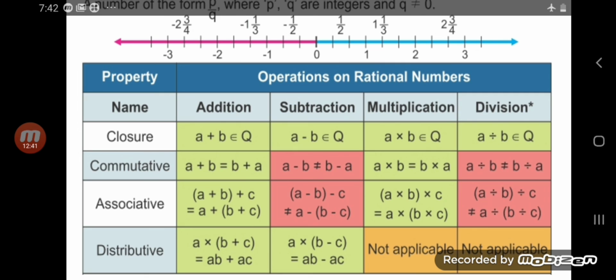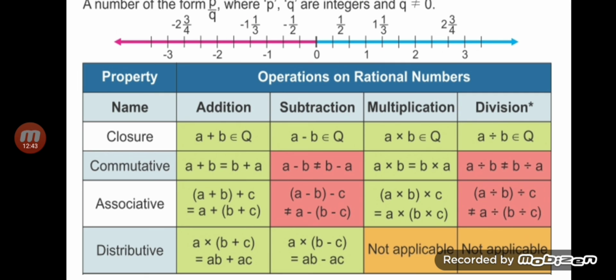Next we have a table here where you can remember the properties easily. Closure property: A plus B belongs to Q, A minus B belongs to Q, A into B belongs to Q, A divided by B belongs to Q. That is the general form. Next, commutative property: A plus B is equal to B plus A. For addition, it is valid, and for subtraction, it is not valid. So A minus B is not equal to B minus A.